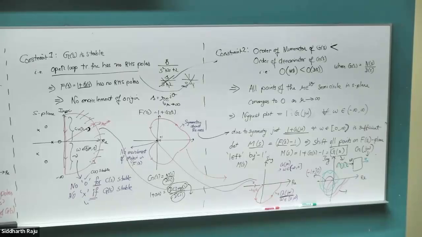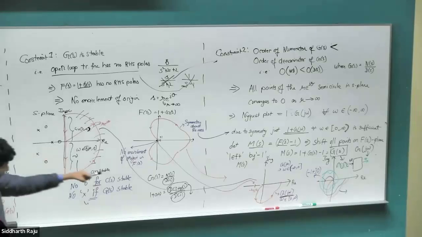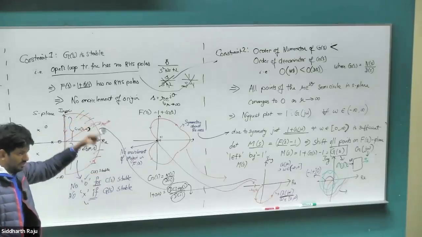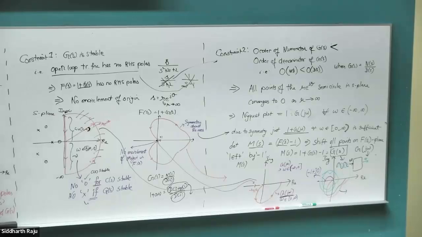Which is exactly the same as saying the 1 plus G of S, H of S should have no zeros on the RHS. Right? So if this is satisfied, this is satisfied. Right? And then if this is satisfied, this is satisfied. And then if the last one is satisfied, this is satisfied. So it's all linked back to making C of S stable. Right? At no point did we drop out any information. So they all imply each other. Yep, they all imply each other.